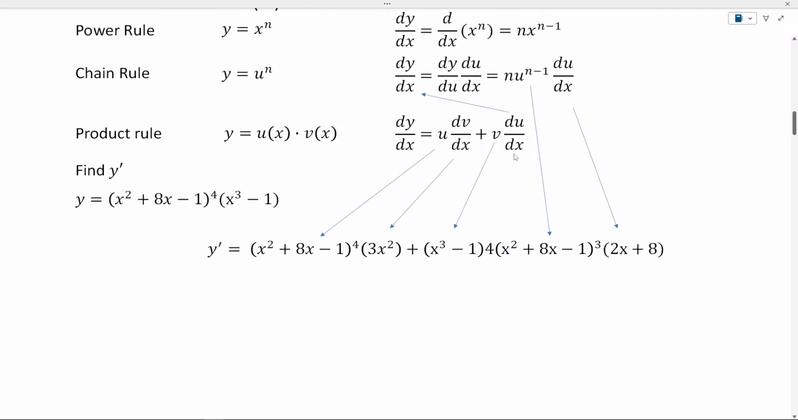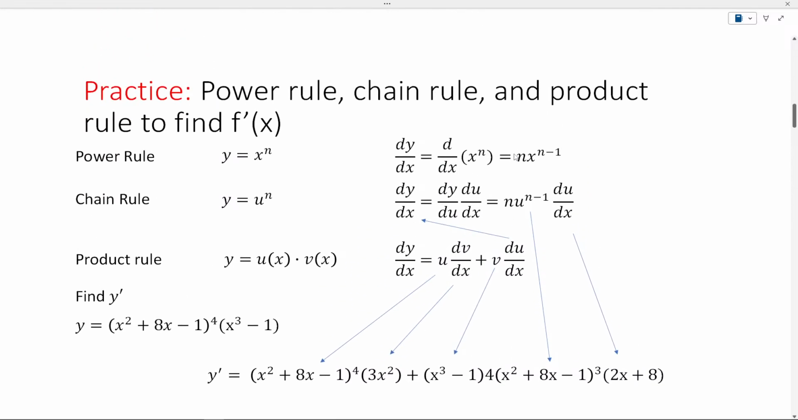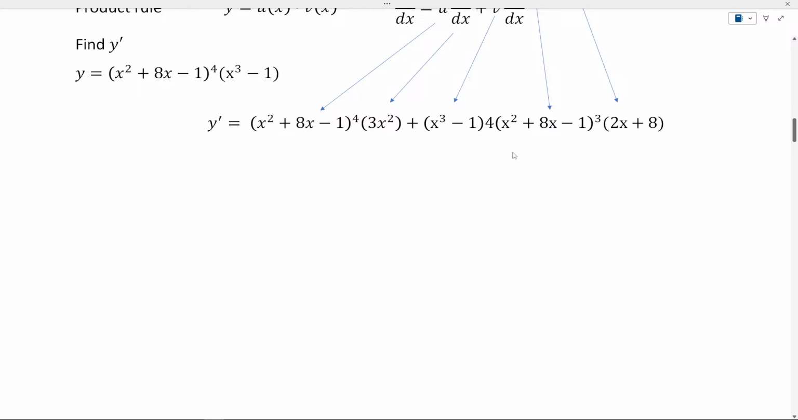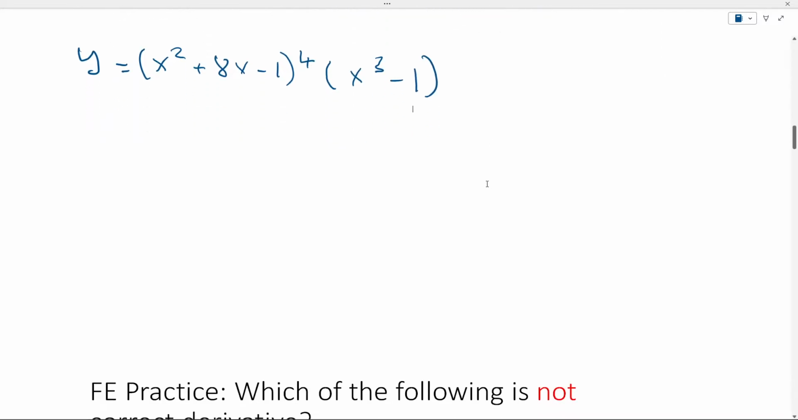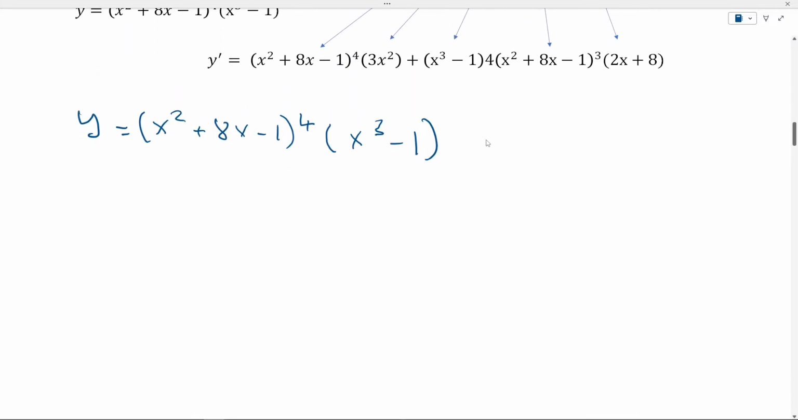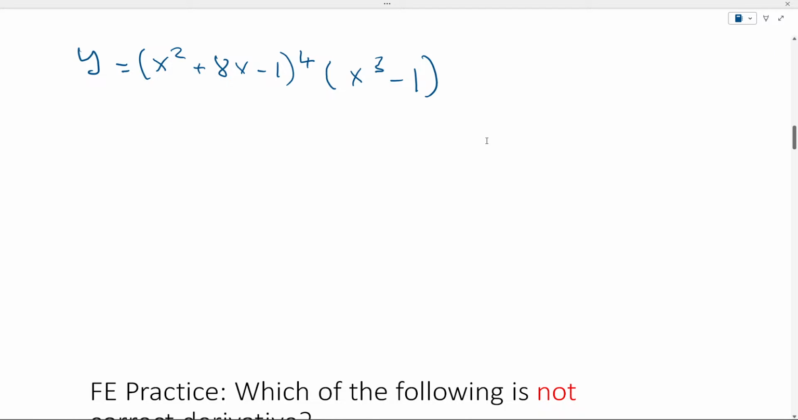So here we have an example. Let's do this first practice problem. So we copy it down. So I'm saying y is equal to x squared plus 8x minus 1 to the power of 4, and then this guy to the power of 1. Yeah. So when I see this, what do I say? When I see something like this, what do I say?